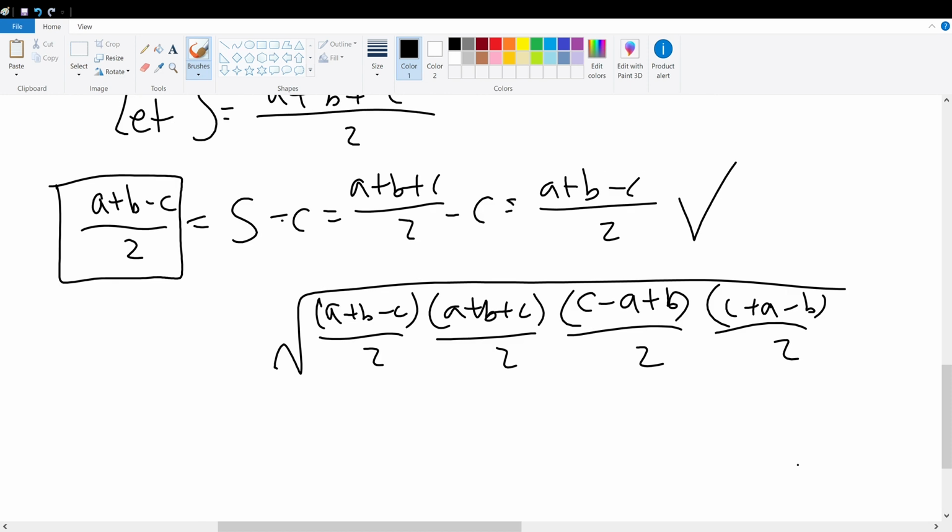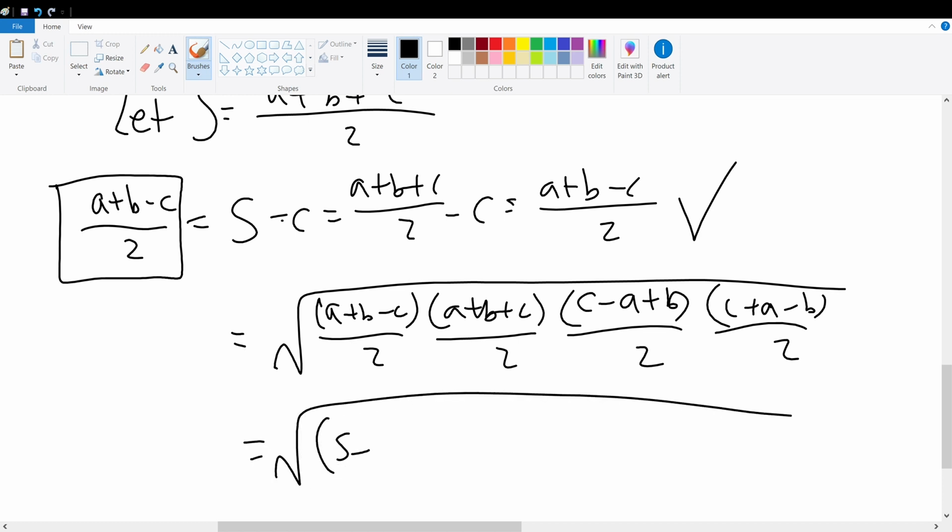So we have proven a plus b minus c divided by 2 is equal to the semiperimeter minus c, which we substitute into the square root to get s minus c. We see the second term, a plus b plus c divided by 2, being the same as the semiperimeter definition, with the third term being equal to s minus a, and the fourth term being equal to s minus b.